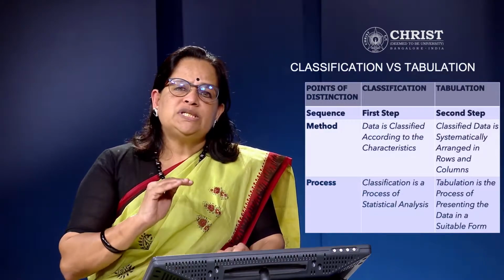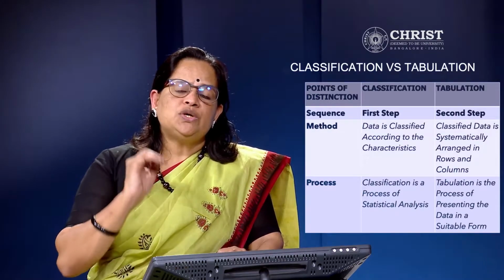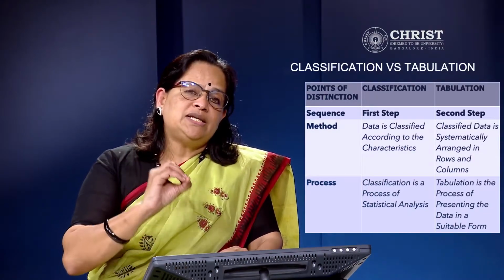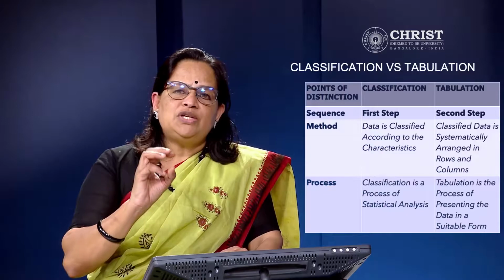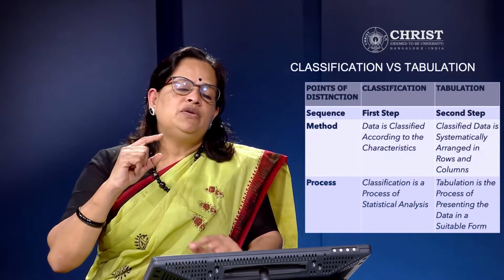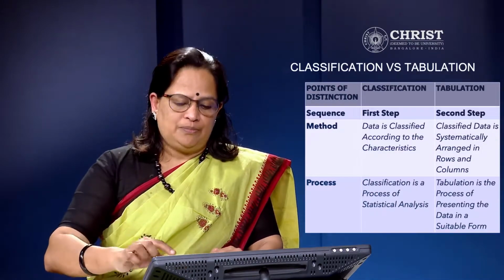Third point is the process. Classification is a process of statistical analysis. Classification is related to statistical analysis, whereas tabulation is the process of presenting the data in a suitable form which we are using for computation.